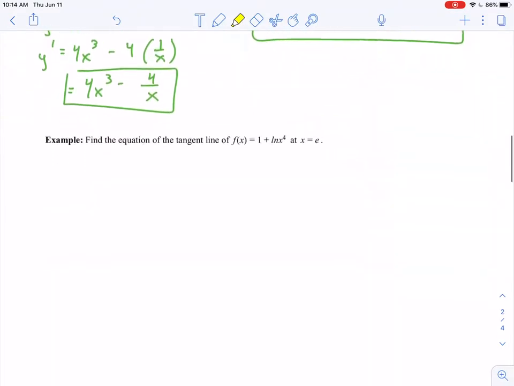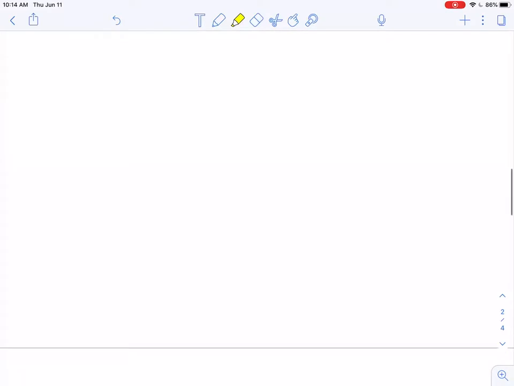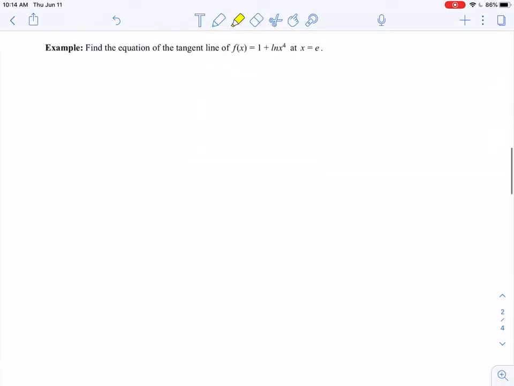So here I want to continue our practice. I want to do one more example here, because what comes after this? Oops, yeah, we'll do one more example here. Find the equation of the tangent line of f of x equals 1 plus natural log of x to the fourth at x equals e.